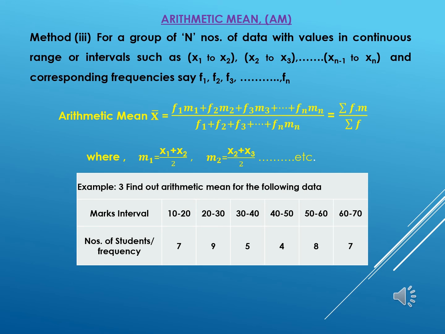5 numbers of students has obtained marks ranging from 30 to 40, and 4 numbers of students has obtained marks ranging from 40 to 50. 8 numbers of students has obtained marks ranging from 50 to 60, and 7 numbers of students has obtained marks ranging from 60 to 70. So in this case, we have to first take the mean of the marks interval, that is m1, m2, m3, mn, etc. So let's proceed for solving this method by the method 3 of the arithmetic mean.